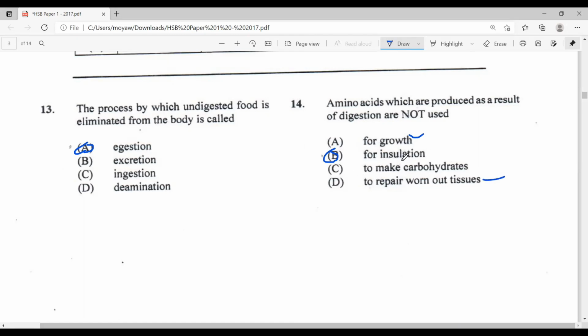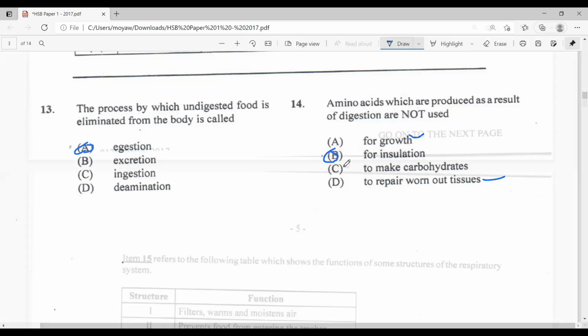Amino acids can also make carbohydrates, so amino acids can be converted to glucose, hence they will make glucose, which is a simple carbohydrate. But for insulation now, only fats are used for insulation. Amino acids can be converted to fat, but it's still the fat that is going to be used for insulation. The amino acids themselves cannot be used for insulation, hence B is out of it. But the amino acids themselves can be used to make carbohydrates, for example glucose, and this also happens in the body.